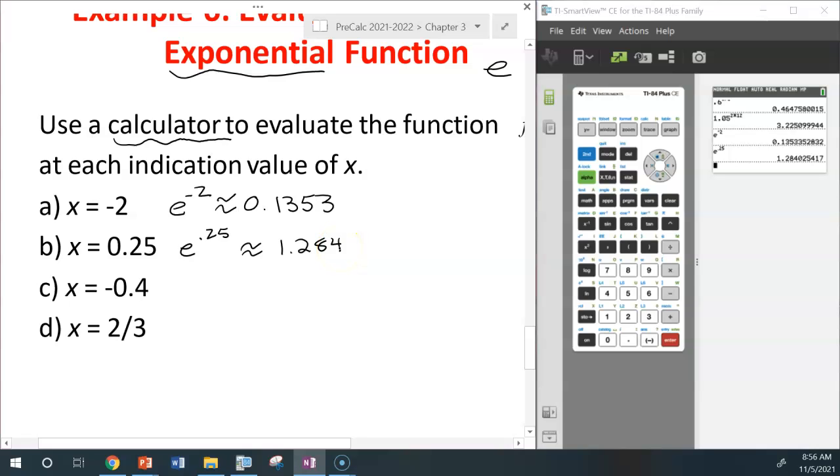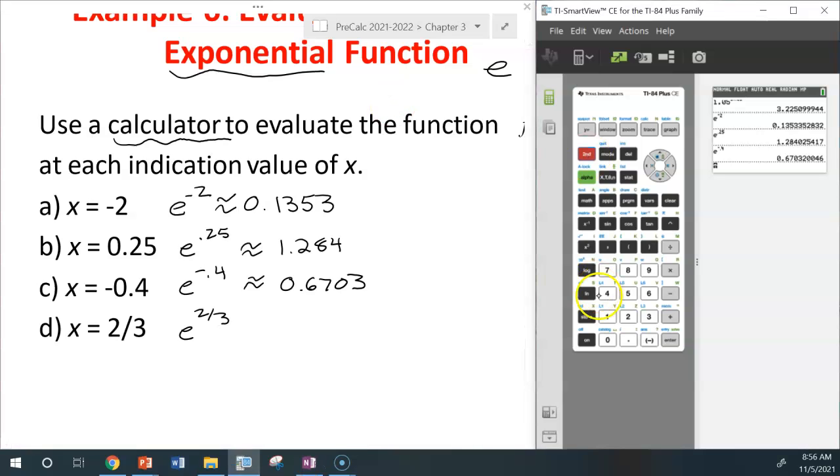Now let's see what happens with a negative decimal. So e to the -0.4. I got 0.6703. And last, we're going to do e to the 2/3. Now notice, I'm going to put in a parentheses because I want to make sure that 2/3, all of that is in the exponent. 1.948.